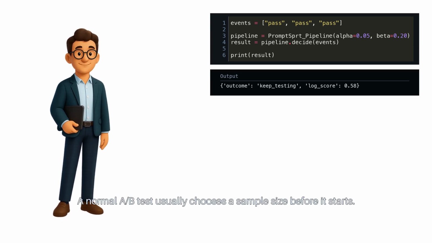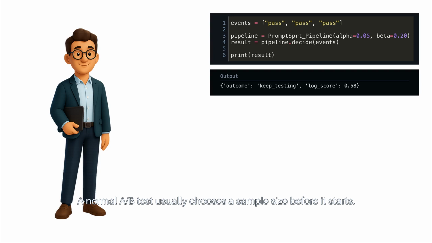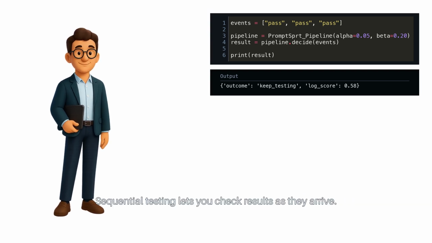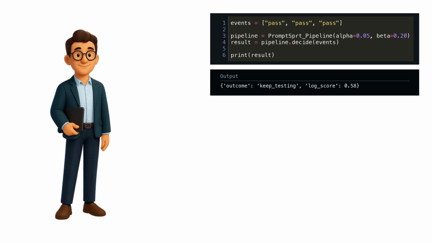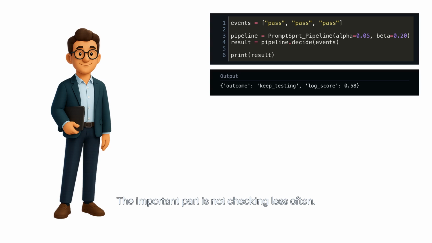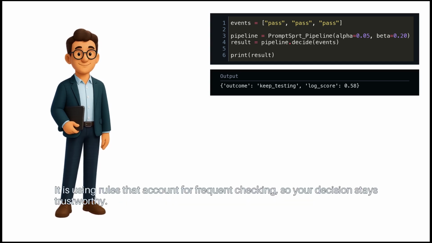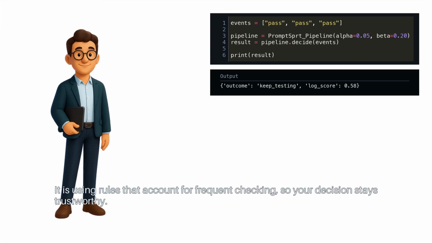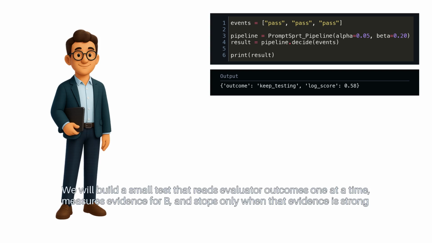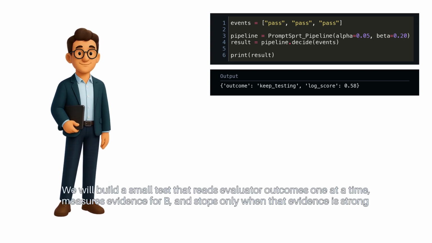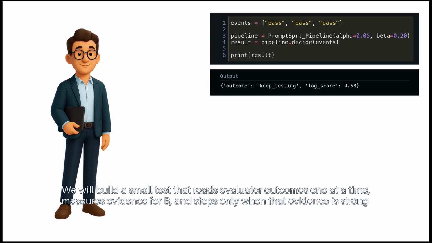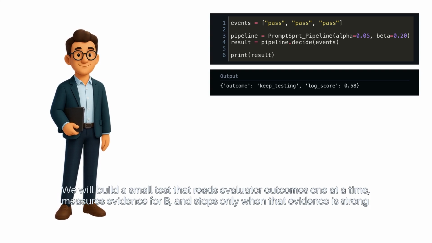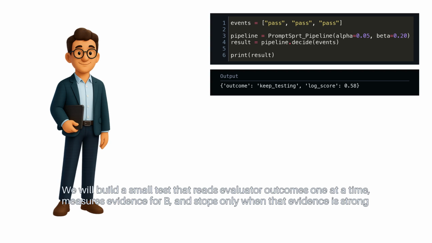A normal A/B test usually chooses a sample size before it starts. Sequential testing lets you check results as they arrive. The important part is not checking less often. It is using rules that account for frequent checking, so your decision stays trustworthy. We will build a small test that reads evaluator outcomes one at a time, measures evidence for B, and stops only when that evidence is strong enough.